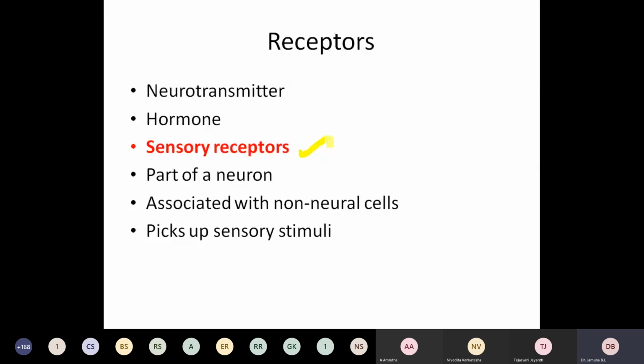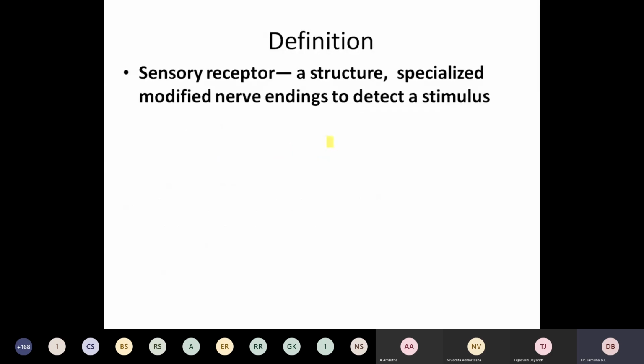So they have to pick up these sensory stimuli. This is the first station where the sensation starts processing, and they are called transducers. Coming to the definition, a receptor is a structure which is nothing but a specialized modified nerve ending which will detect a stimulus. Whatever the type of stimulus, they will detect it. This is the first point of contact. So they are also called biological transducers.